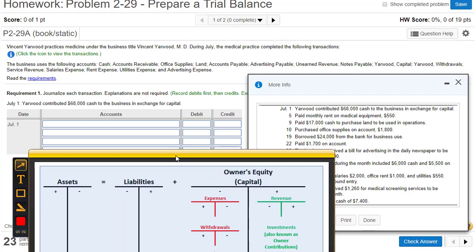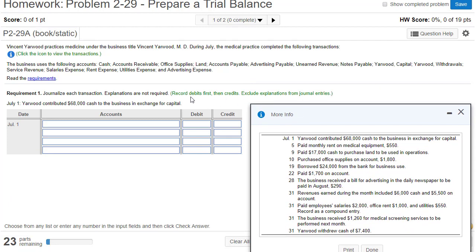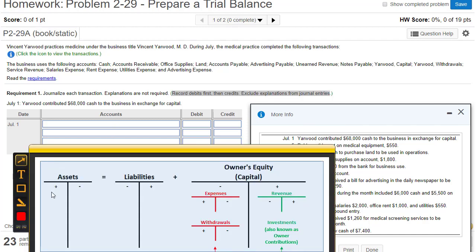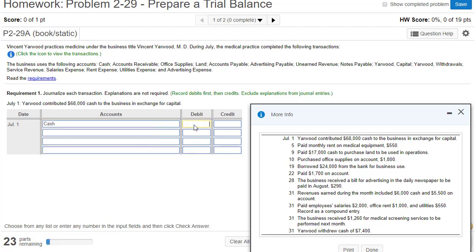So we know cash is an asset and the company has more cash, so that's going to be a debit. And just to remind you, as always, record debits first and then credits. And then in this problem, we are going to skip the explanations. So as I said, we know cash is going up, so that is our debit account, $68,000. And now we need a credit account. That's also $68,000.